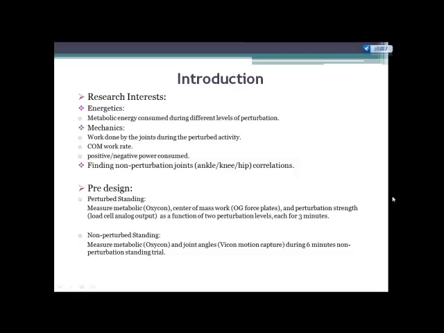Energetics refers to the metabolic or chemical energy expended by humans to produce movement. Mechanics refers to the importance of the dynamics of the human body in nearly all movements. In this early-stage perturbation project, we were interested to see how much metabolic energy changes with different levels of perturbation, how much work is done by the joints during the perturbed activity, the center of mass work rate, and all power consumed. In addition to the perturbed experiment, we would also like to find out the non-perturbation joint angle correlations.